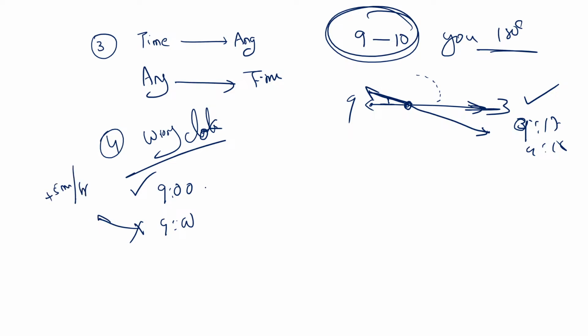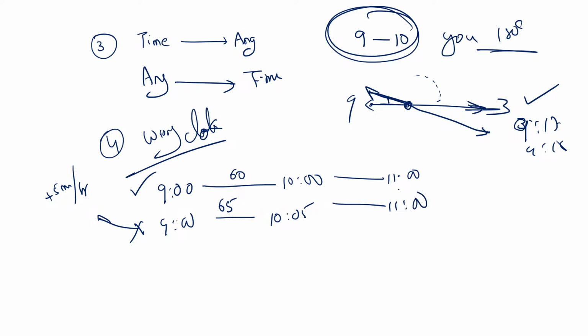That means if you check after 1 hour, the correct one is going to show 10 o'clock, but this one is going to show 10:05. That means for every 1 hour it is going to gain 5 minutes, it is going to move faster by 5 minutes. Then after one more hour the time is going to be 11, but here 11:10. That means for every 60 minutes, in the wrong clock we are going to move 65 minutes.